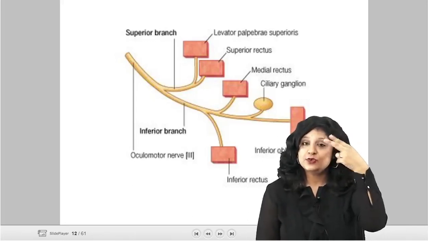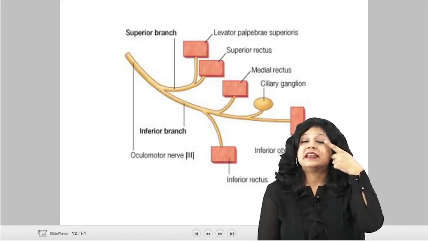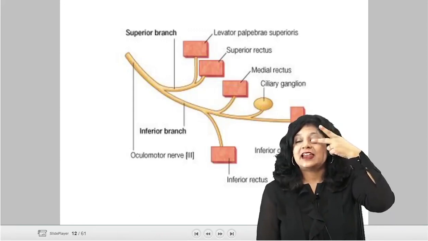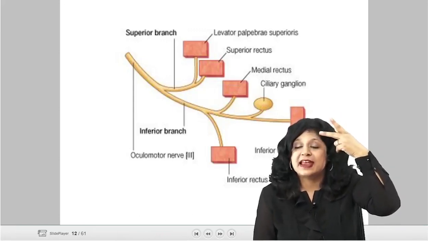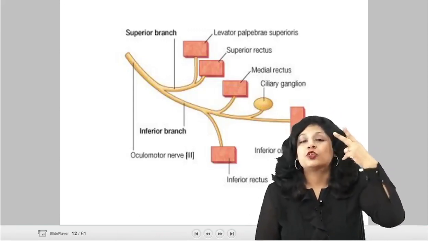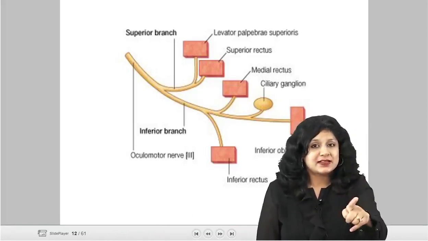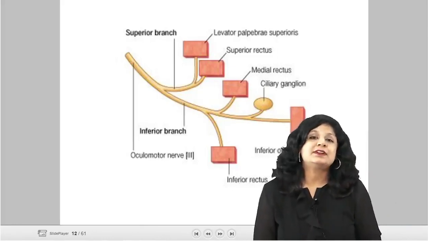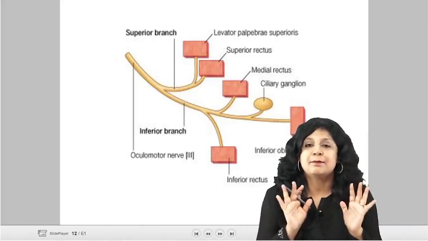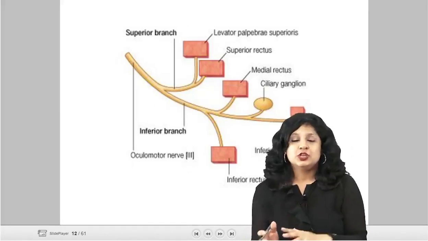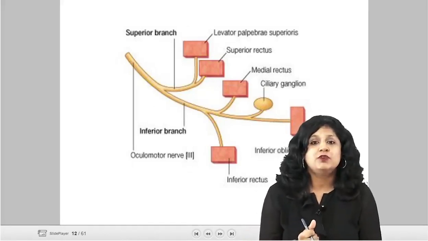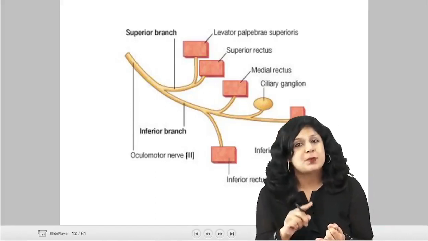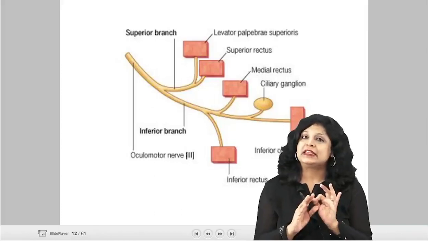Can you see these two? One is here, the LPS muscle, levator palpebrae superioris, which is elevating this eyelid, and another is this, the superior rectus on the upper side. So we have two muscles, the LPS and the superior rectus, which are supplied by the upper division, and the rest automatically by the inferior division. So another MCQ is straightforward: which muscles are supplied by the inferior division and which by the superior division, you can easily solve.